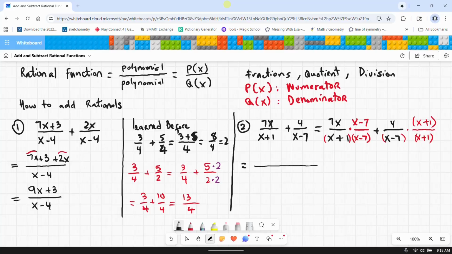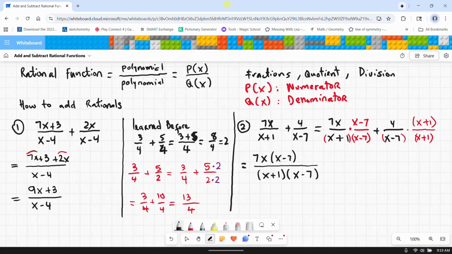So it's a little bit longer now because you have two groups. We're not going to multiply this out. Okay. So denominator, that's what we want. Keep it like that. So now on the numerator, we do have to simplify. So we're going to have 7x times x minus 7.